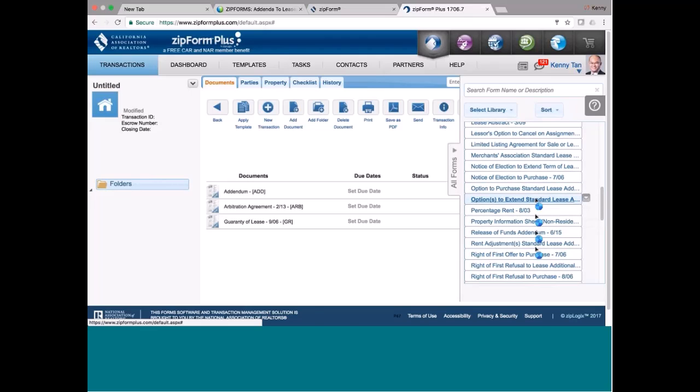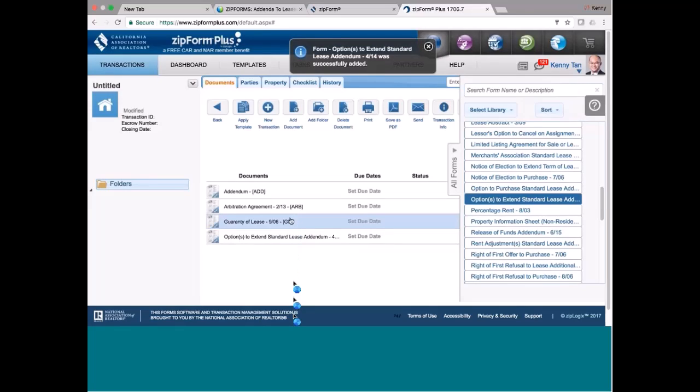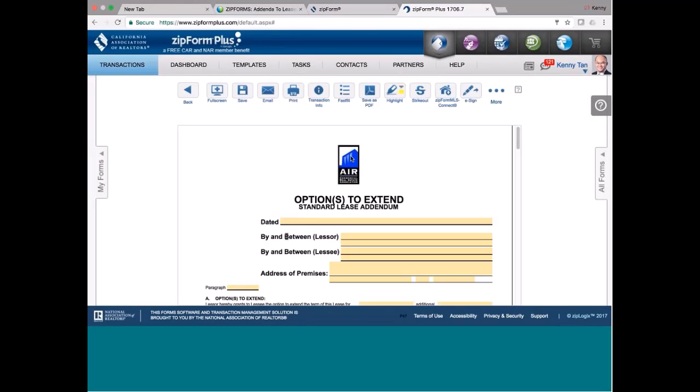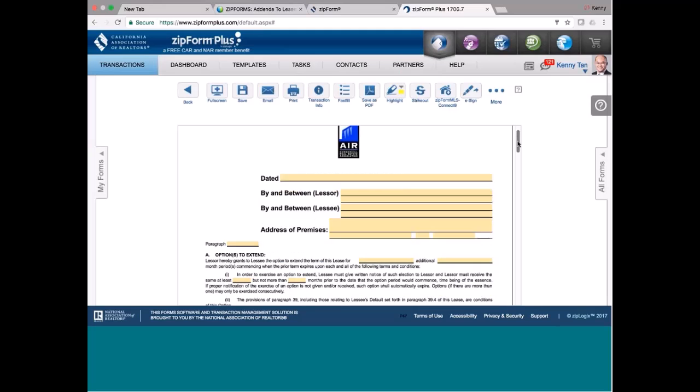For example, this one is an option to extend. Look at the option to extend. And again, it is a standard lease addendum. So if you are representing the tenants, you want to negotiate to have the ability to extend the lease without the commitment, you need an option to extend. And the way to do it is to use this particular form. It is called the option to extend.